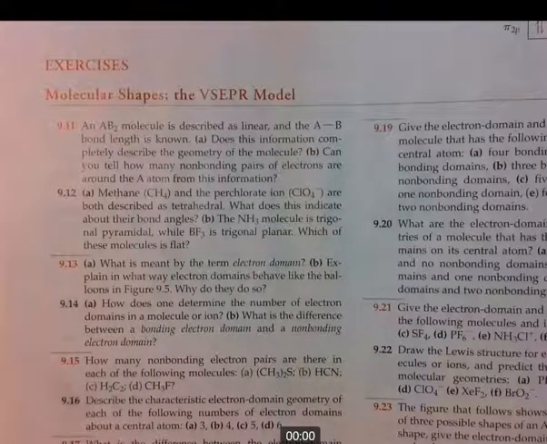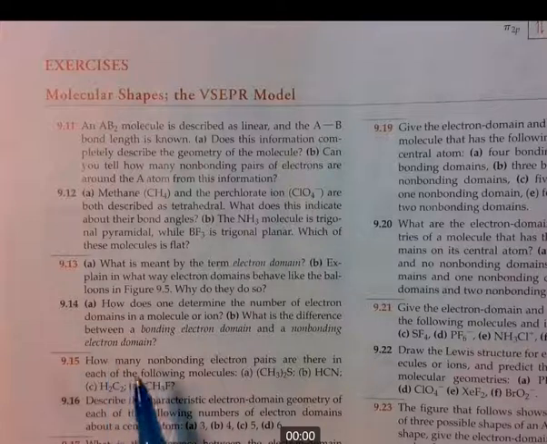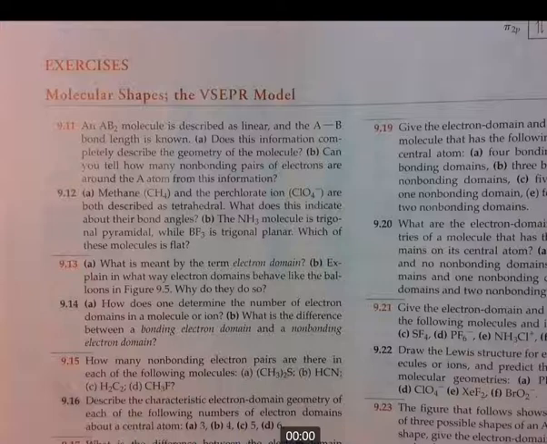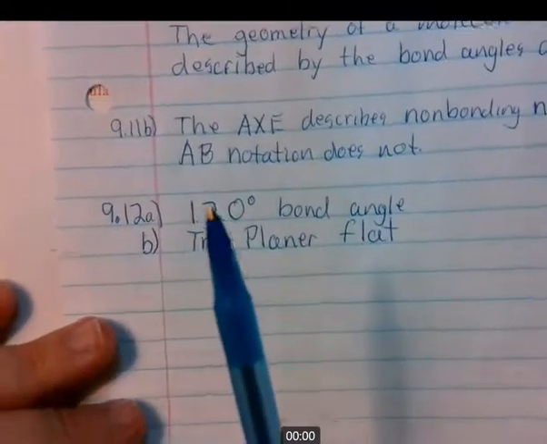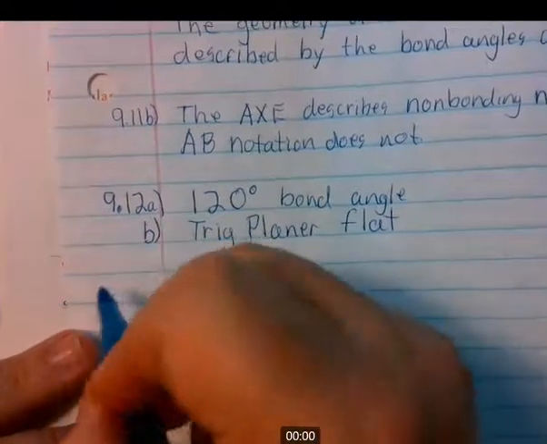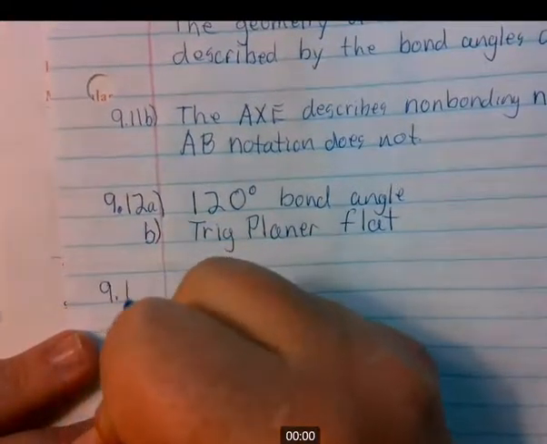And we're now on 9.15 down here. How many non-bonding electron pairs are there in each of the following molecules? Okay, the first one's the trickiest. So let's go ahead and figure that out. So that's going to be 9.15.